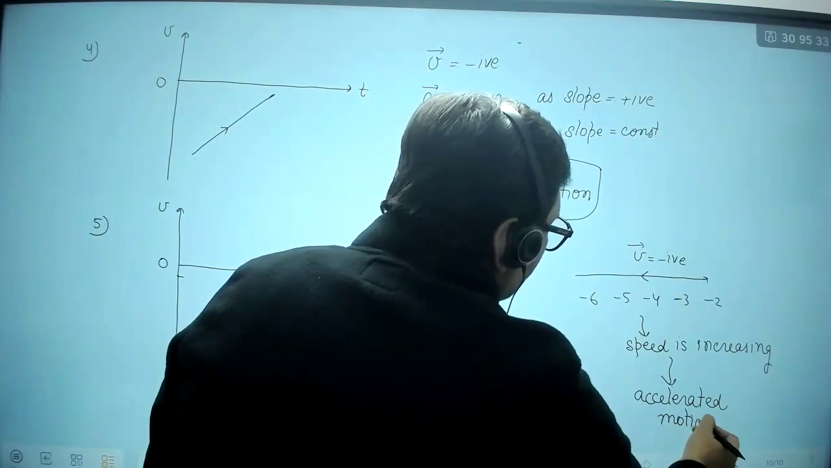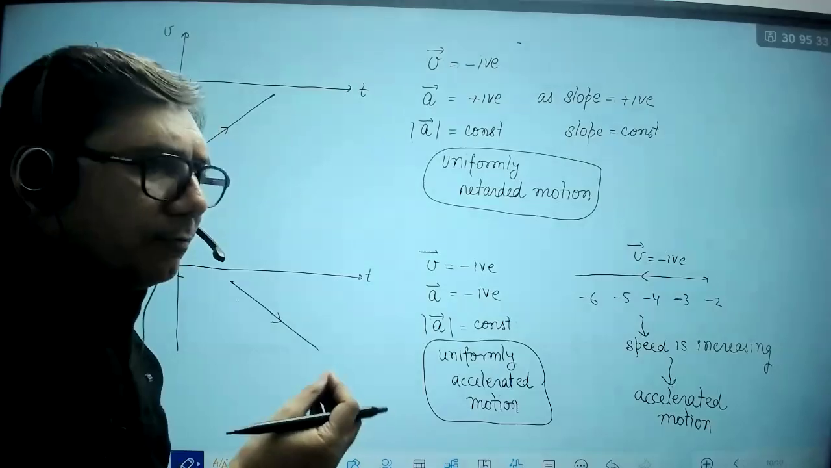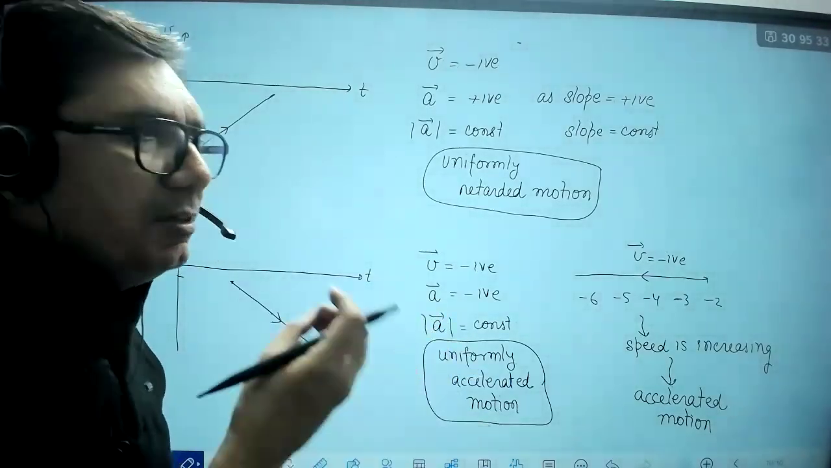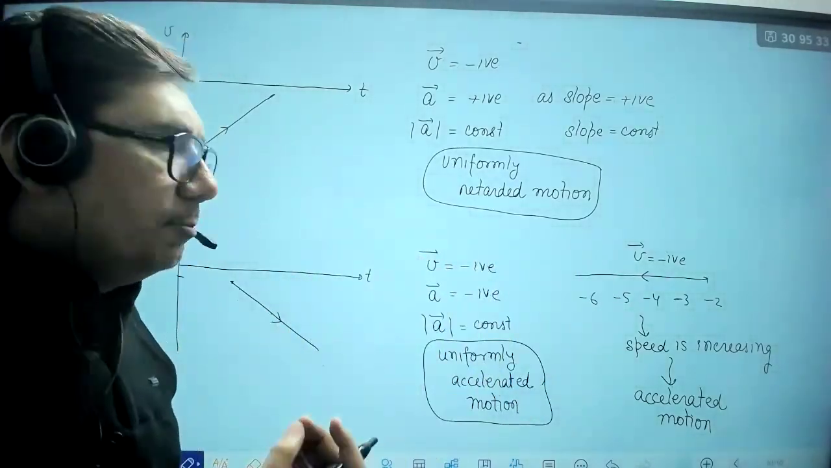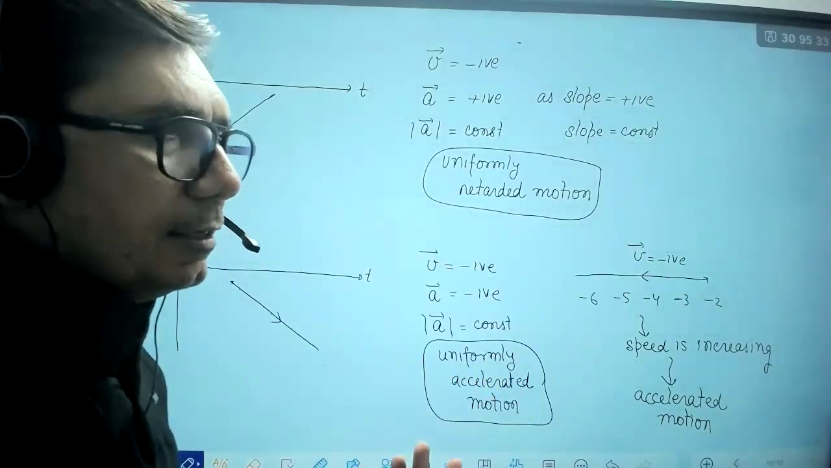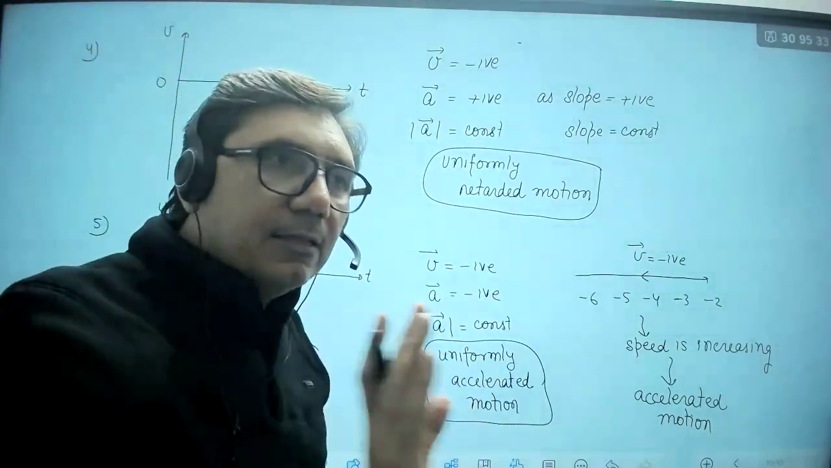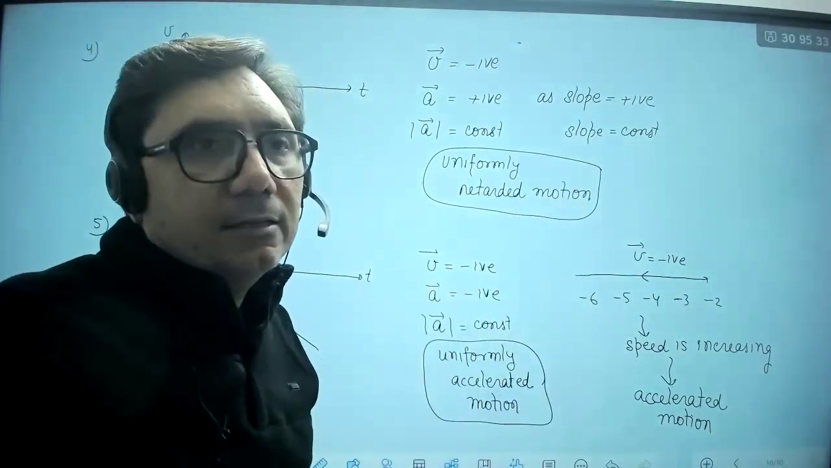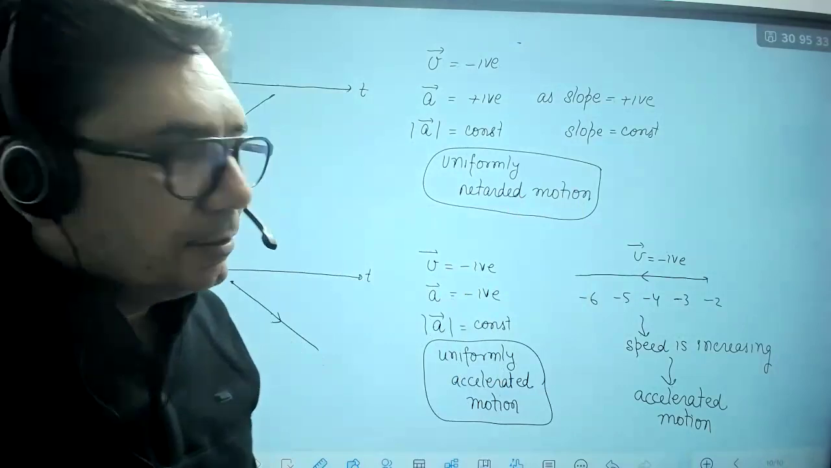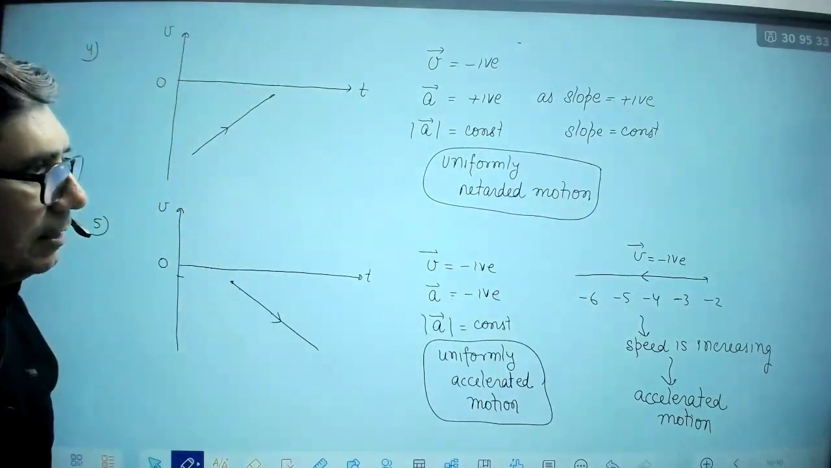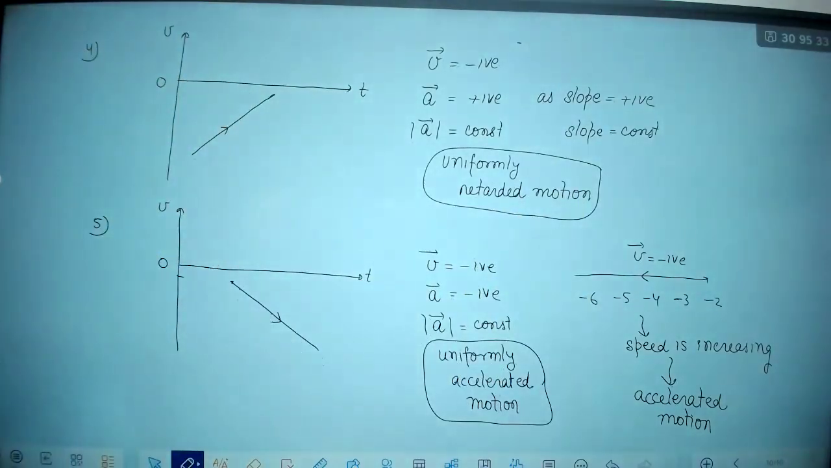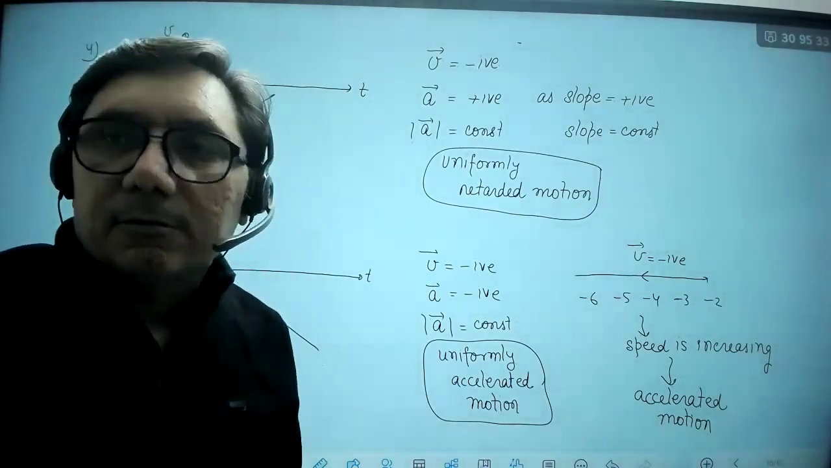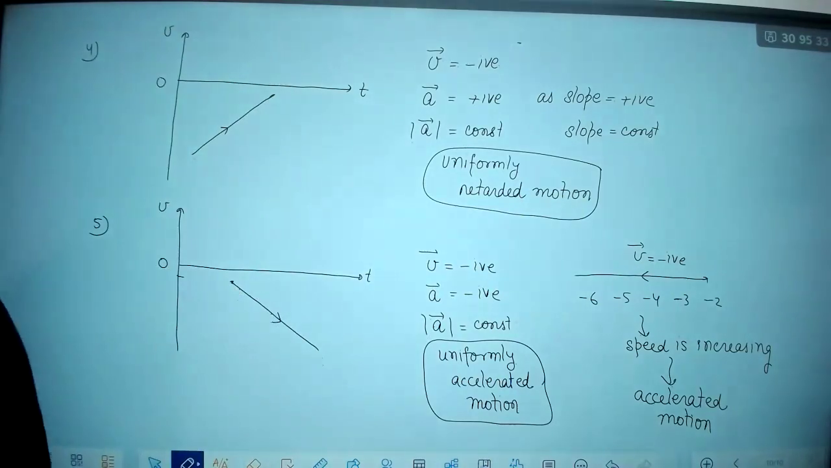So you have to look at the speed. If you want to make it very, very simple, look at the speed. Speed is increasing or speed is decreasing? If speed is increasing, then automatically acceleration is taking place. If speed is decreasing, then automatically retardation is taking place. Is it clear what I am saying? Yes, sir. Good. Next.